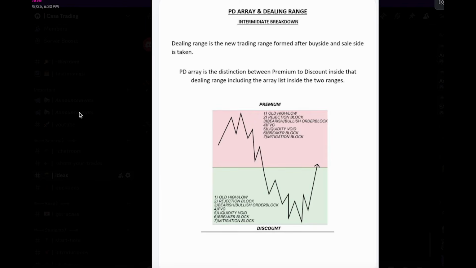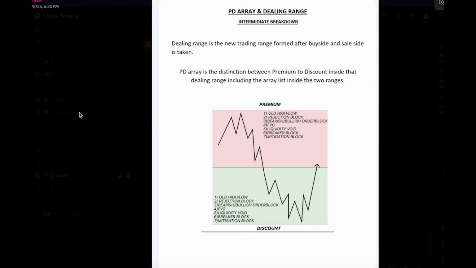Immediate breakdown. What is your dealing range? A dealing range is a new trading range formed after buy side and sell side liquidity is taken, right? So where are your liquidity pools? Are they above you, below you? And then a PD array is a distinction between premium and discount inside that dealing range, including the array lists inside the two ranges. So basically in the premium, what are you looking for? You're looking for old highs or lows, rejection blocks, which is a super fat wick in a liquidity sweep. You're looking for a bearish or bullish order block, which is just a continuation move.